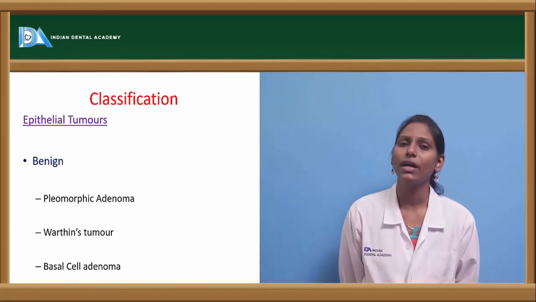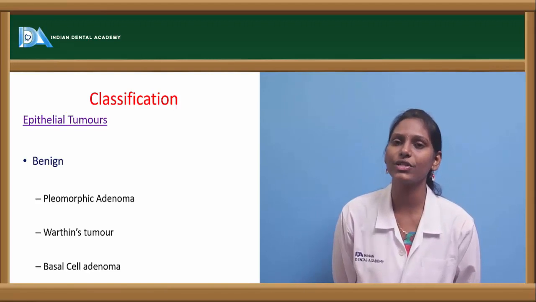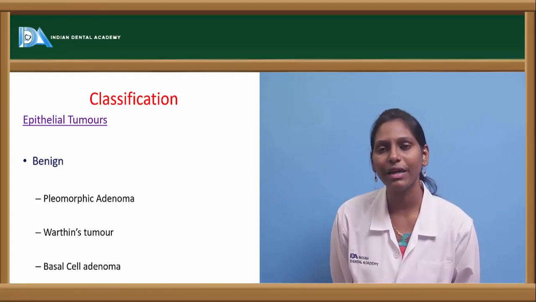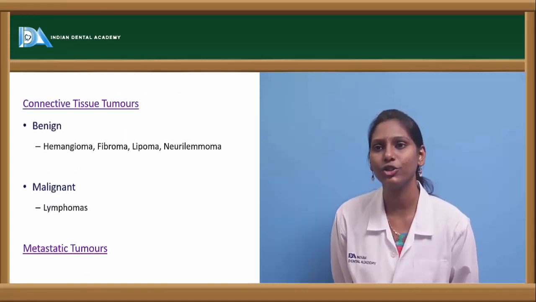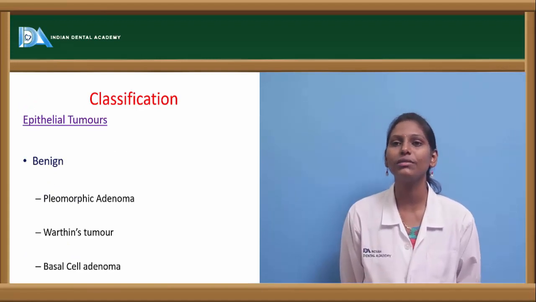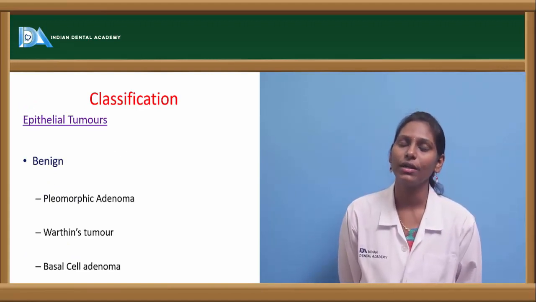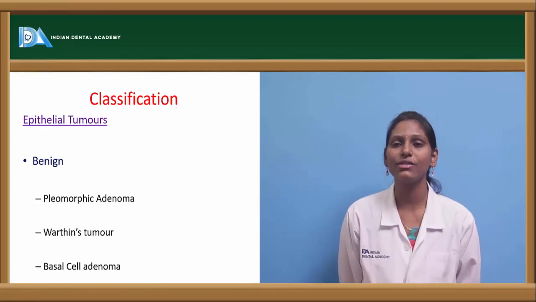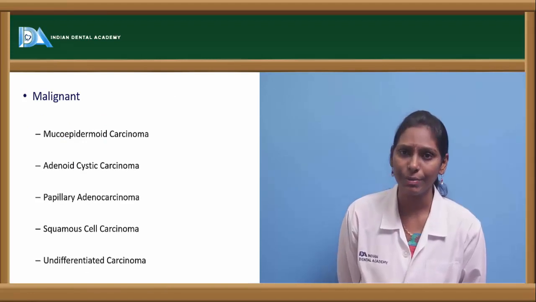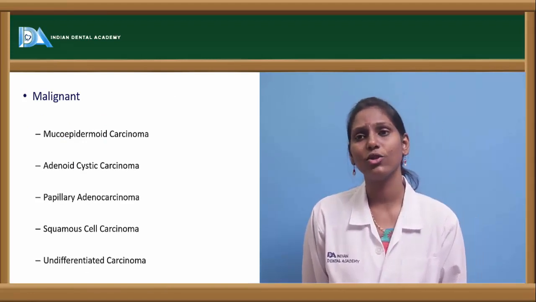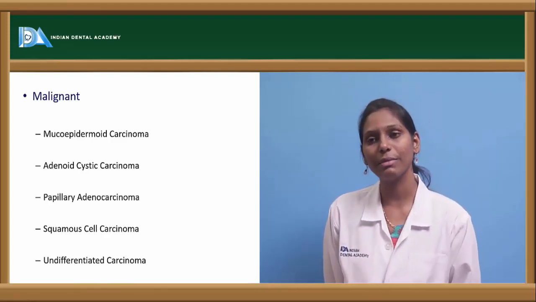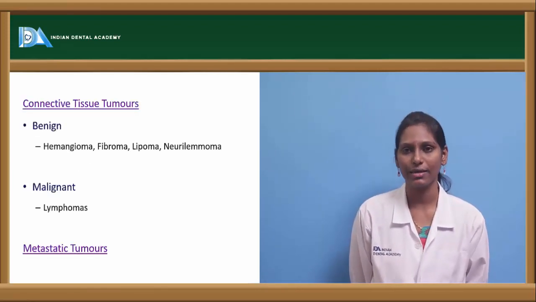Coming to the gross classification of salivary gland tumors, we divide them into epithelial tumors, connective tissue tumors, and metastatic tumors. Among the epithelial tumors, the benign tumors include pleomorphic adenoma, Warthin's tumor, and basal cell adenoma, and the malignant tumors include mucoepidermoid carcinoma, acinic cell carcinoma, adenoid cystic carcinoma, papillary adenocarcinoma, squamous cell carcinoma, and differentiated carcinomas.